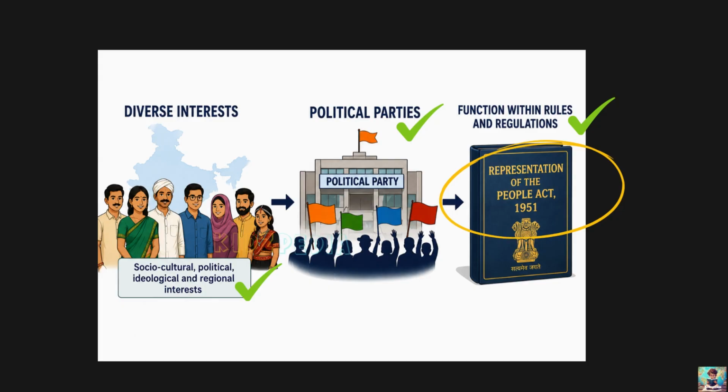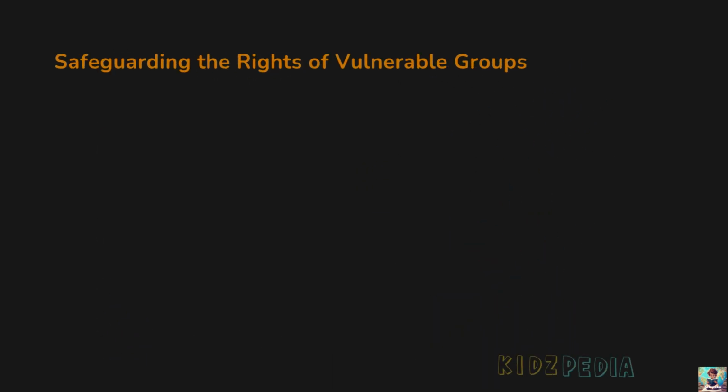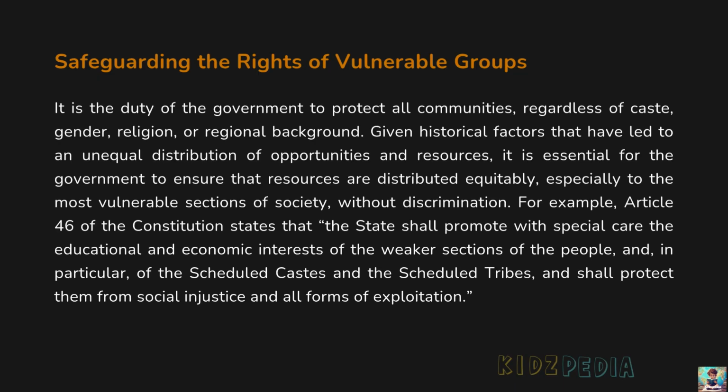The Representation of the People Act 1951 is a law that provides rules for elections and regulates how the electoral process is conducted. Political parties have to function within the rules laid down by this law. Next is safeguarding the rights of vulnerable groups. It is the duty of the government to protect all communities regardless of caste, gender, religion or regional background. Given historical factors that have led to an unequal distribution of opportunities and resources, it is essential for the government to ensure that resources are distributed equitably, especially to the most vulnerable sections of society without discrimination.